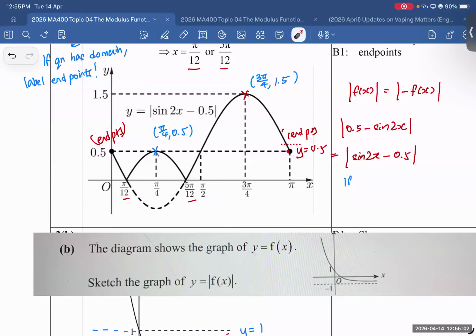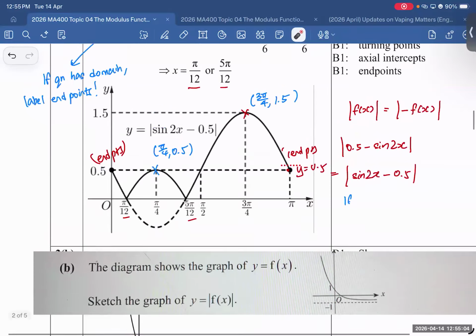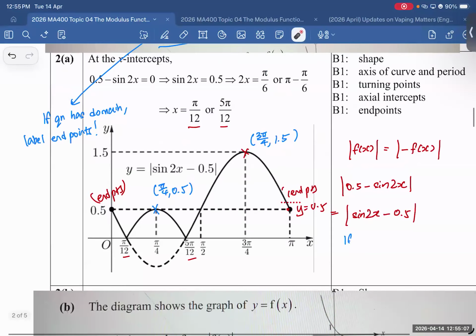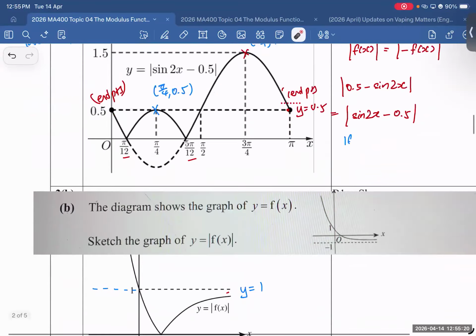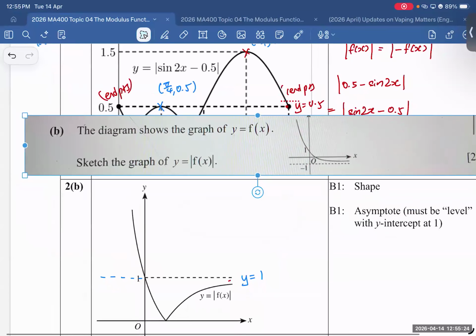This one is 2 points. Equate this to 0 to find these 2 points. Use a ruler, please, for God's sake. Draw a nice one. Yours looks disproportional. 2B, I think it's okay.